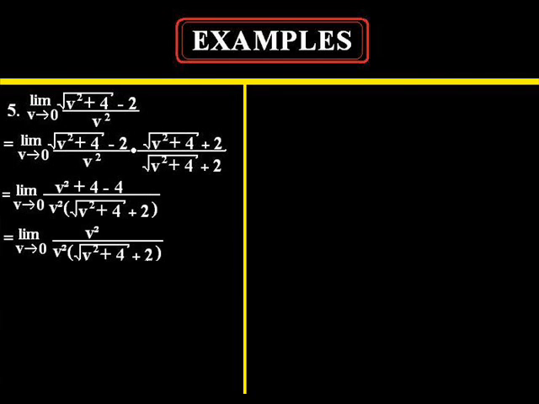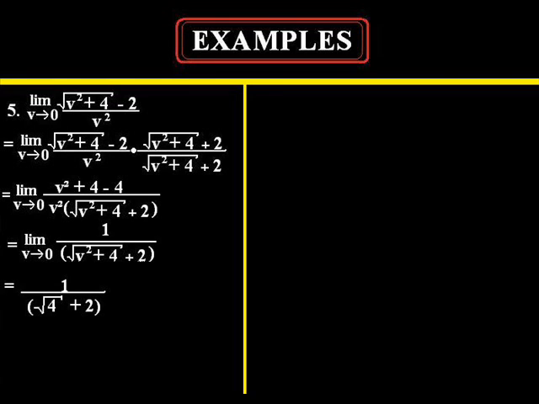Alright, so after performing this, we're left with the limit as v approaches 0 of v squared plus 4 minus 4, the 4's go away, divided by v squared all times the square root of v squared plus 4 plus 2. The v squared on top and bottom go away, leaving you with the limit as v approaches 0 of 1 over the square root of v squared plus 4 plus 2. And plugging in v becoming 0, we get 1 over the square root of 4 plus 2, which is 1 over 2 plus 2, which is simply equal to a quarter.